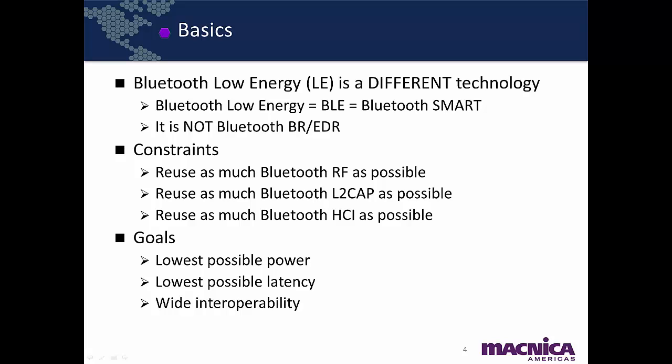BLE was designed with 3 constraints in place, along with 3 additional goals above and beyond those of standard Bluetooth. It had to reuse as much of the Bluetooth RF as possible. It had to reuse as much of the L2CAP protocol as possible. And the host controller interface had to be maintained as much as possible as well. The 3 goals that needed to be achieved were to use as little power as possible, have the lowest latency possible, and to create a very wide interoperability infrastructure.